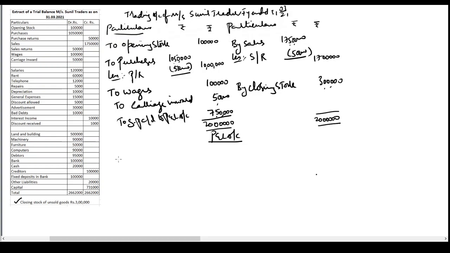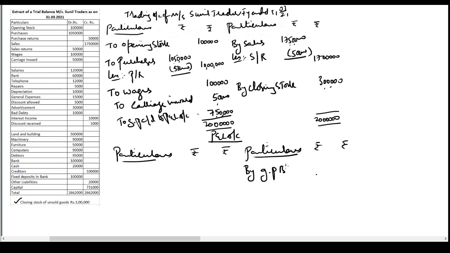Same format, P&L account will continue. Particulars, rupees, particulars, rupees and rupees. So this gross profit is now brought to the profit and loss account. We'll write by gross profit brought down, 7,50,000.